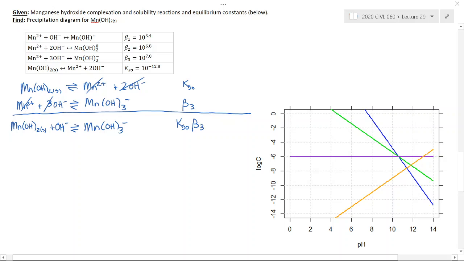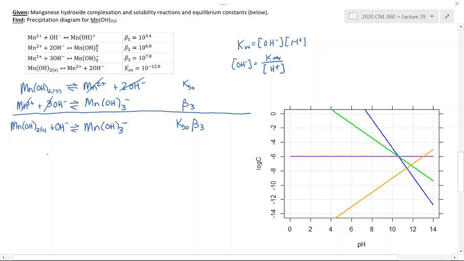One thing I do need to use is, based on the water equation, I know that Kw, 10 to the minus 14, is hydroxide times hydrogen. So I'm going to make a substitution where hydroxide is Kw over hydrogen.